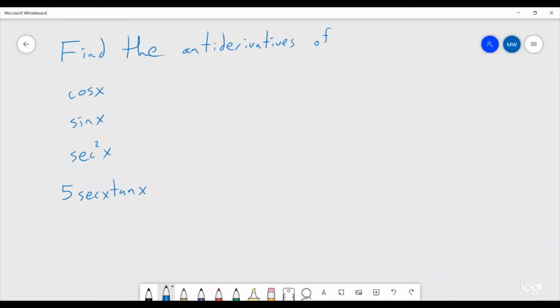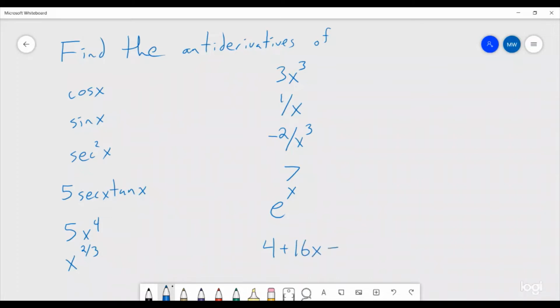We got 5x to the fourth. We got 3x cubed, 1 over x, negative 2 over x cubed, 7 e to the x, x to the 2/3, and 4 plus 16x minus sine of x. Okay, pause the video, find the antiderivatives of all of these functions.